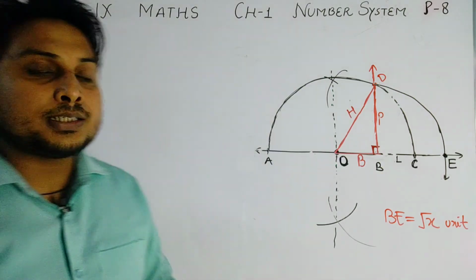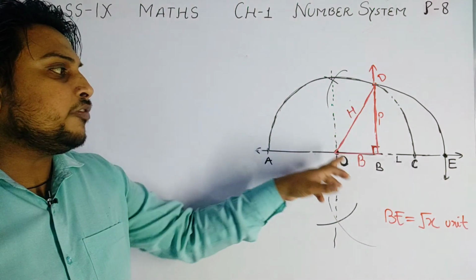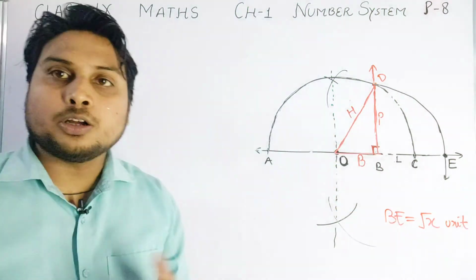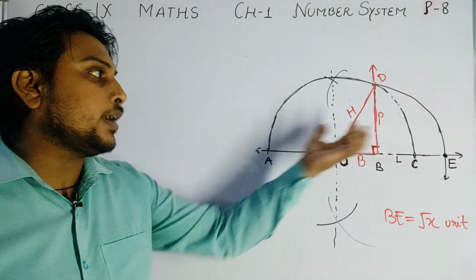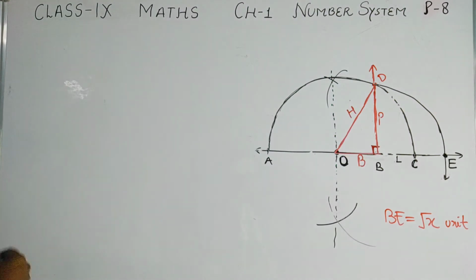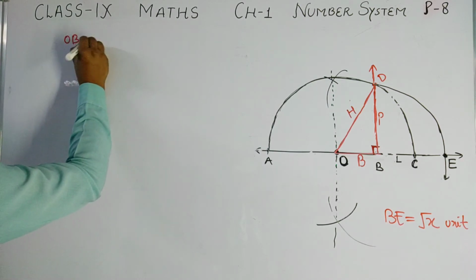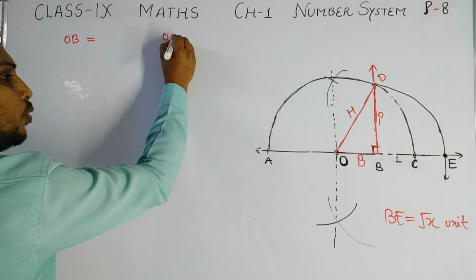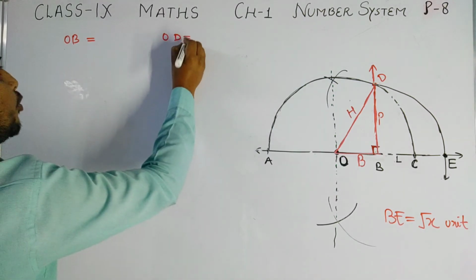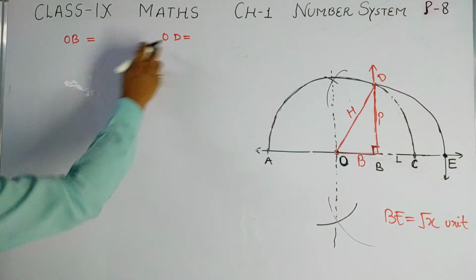Okay, so we will apply here. We know that, as I was telling you, the perpendicular is equal to square root of x. So if we get the value of base and hypotenuse in terms of x, then we can find the perpendicular. Let us see how we will do it. Our main objective is firstly to find OB and OD. What are the lengths of OB and OD? Let us talk about the length OD firstly.